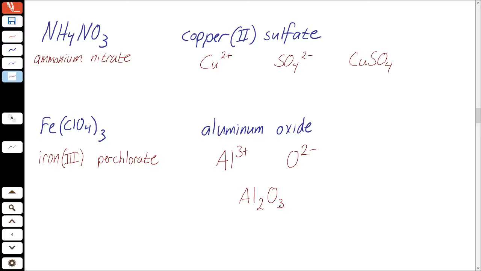So, two keys to being able to do this. One is you've got to have your polyatomic ions memorized: name, formula, and charge. You've got to know all of them. There's no shortcut to that. You just have to memorize them. The second key is practice.